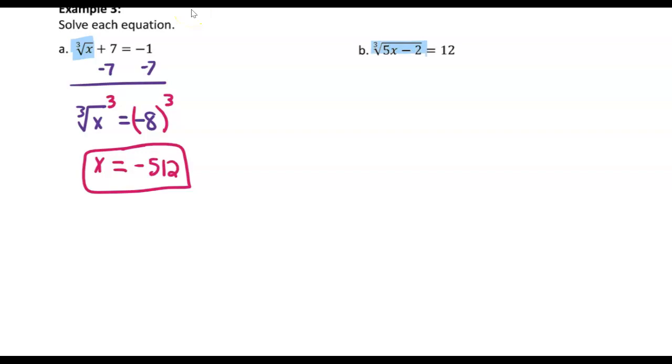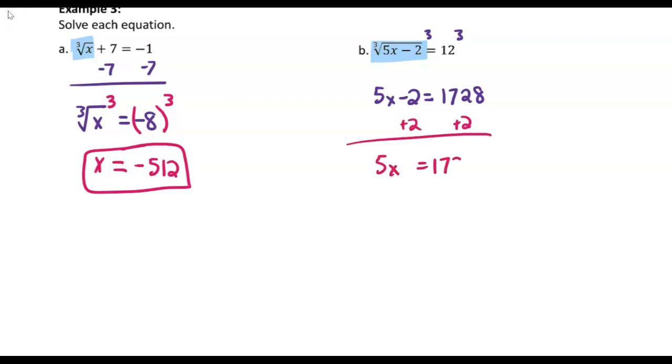Okay, so on this one, the cube root is already by itself. You can't pull out the 2 or the 5 because it's inside the cube root. So you are ready to cube both sides. So we're left with 5x minus 2, and then 12 to the 3rd power. You just use a calculator because we don't know that off the top of our heads. We get 1,728, and then we're going to add the 2, and we're going to divide by 5. And we're left with 346.